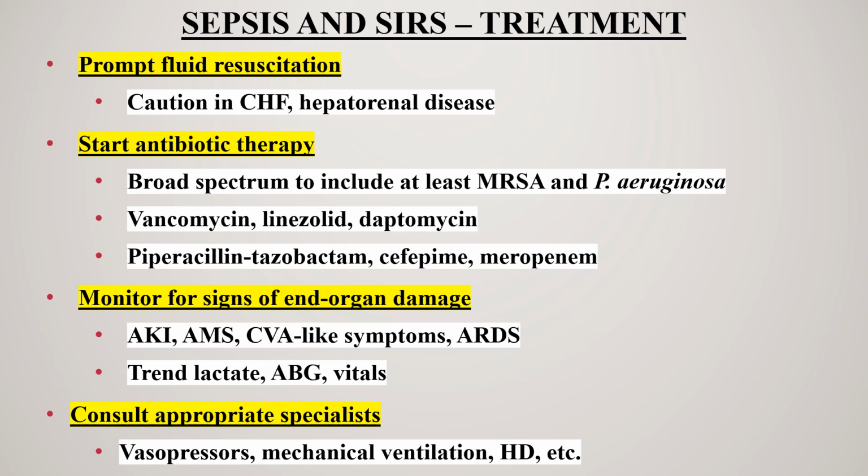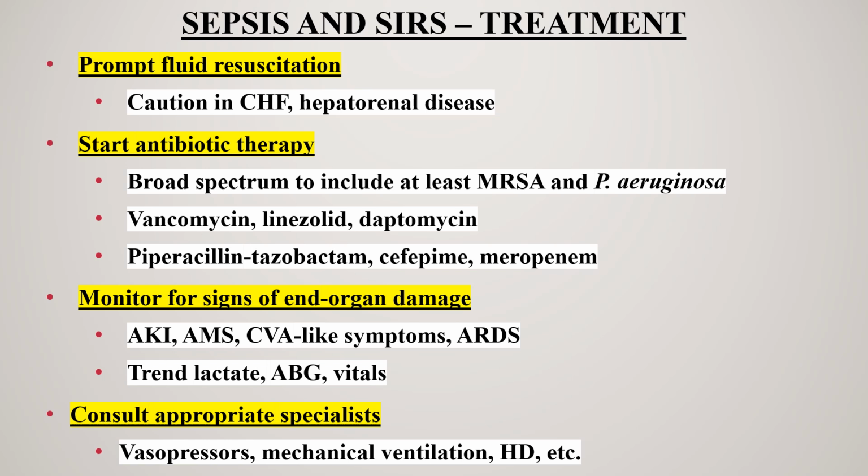So most empiric therapies are going to cover MRSA and Pseudomonas, especially if the patient is in the hospital, because they have a lot of shared risk factors such as long-term care facilities, recent hospitalizations, recent antibiotics, etc. And so popular options for covering MRSA are vancomycin, linezolid, and daptomycin, whereas Pseudomonal coverage is broad, but the main ones that I've seen have been piperacillin tazobactam, or Zosyn, cefepime, and meropenem.